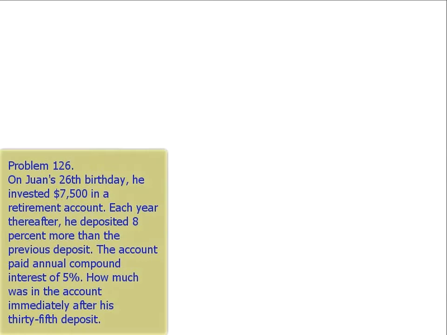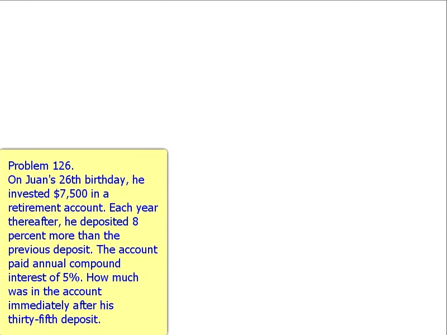Now we proceed to solve problem 126. On Juan's 26th birthday, he invested 7,500 in a retirement account. Each year thereafter, he deposited 8% more than the previous deposit. The account paid annual compound interest of 5%. How much was in the account immediately after his 35th deposit?